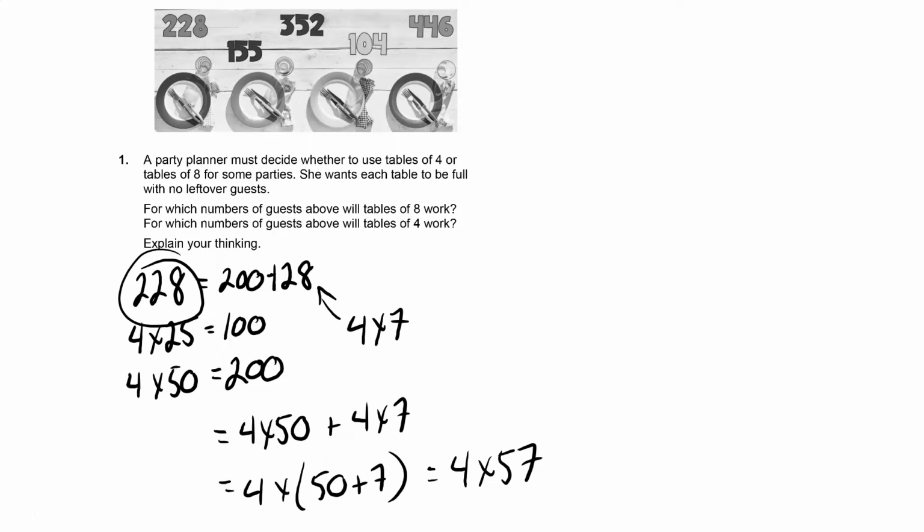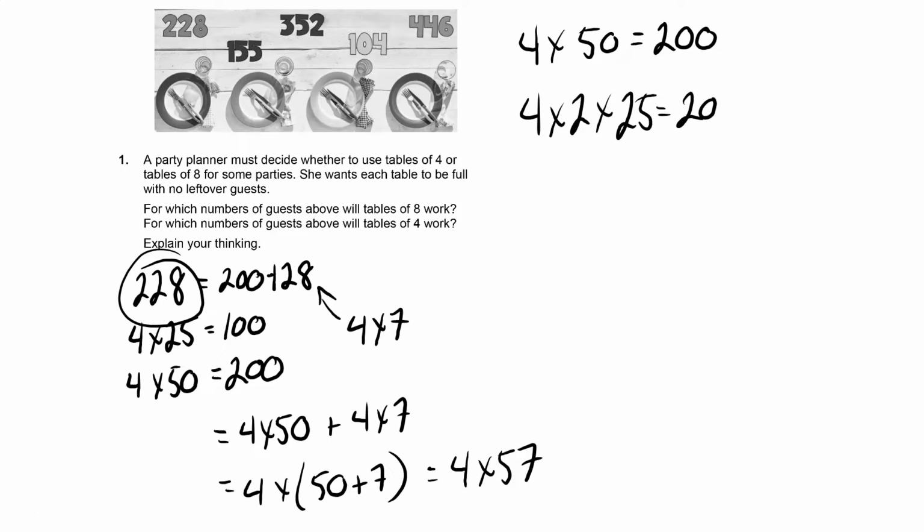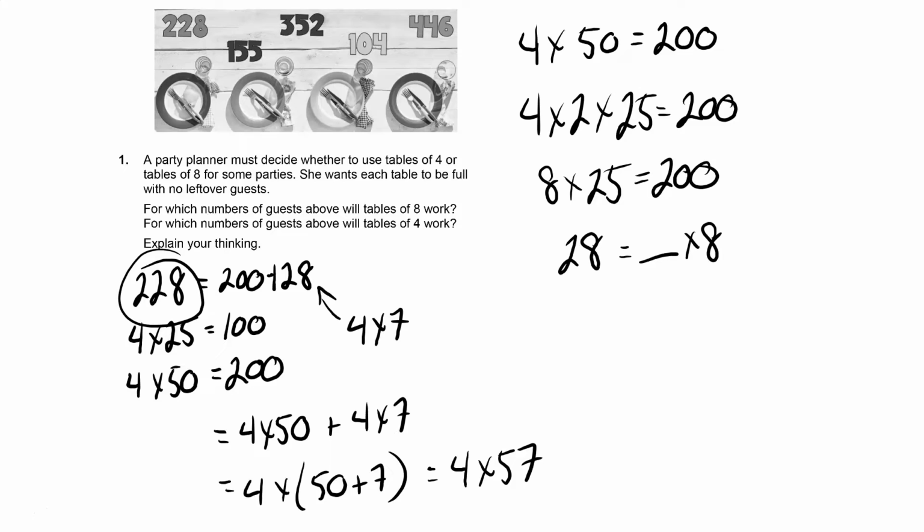Now, the next step is to say, well, is it divisible by 8? If I back up to one of the steps here, where I did 4 times 50 equals 200, I could also say that was 4 times 2 times 25 is equal to 200. So that's the same as 8 times 25 being equal to 200. However, I've still got the 28 left over, and there's no whole number that you multiply times 8 that will give you 28.